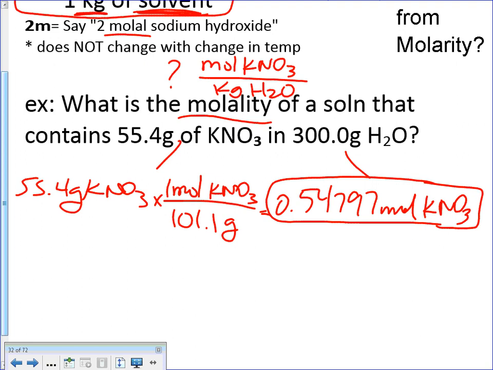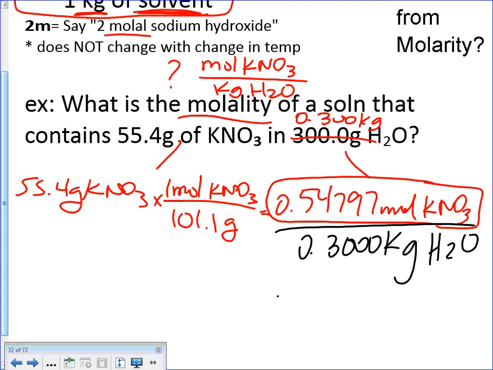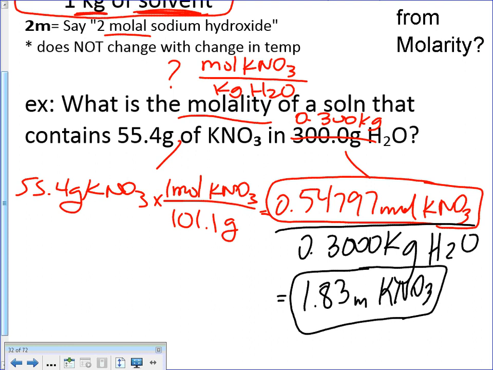Now what do I got to do? Right, divide by 0.3. Right, because 300 grams, bounce the decimal back 3 spaces, is 0.300 kilograms. So divide this by 0.3000 kilograms. What do you get? 1.826. I'm going to round to 1.83 molal because there's 3 sig figs in the top of here. So 1.83 molal of potassium nitrate. To be super descriptive. There we go.